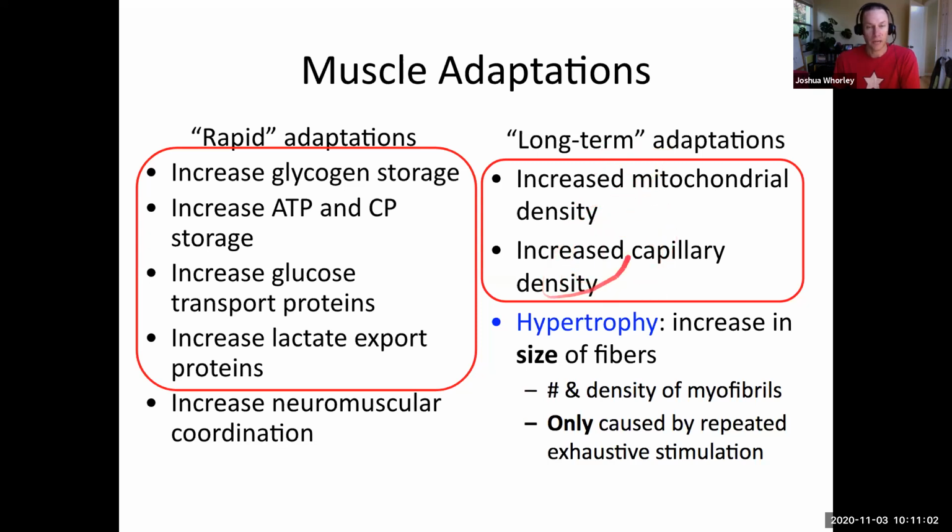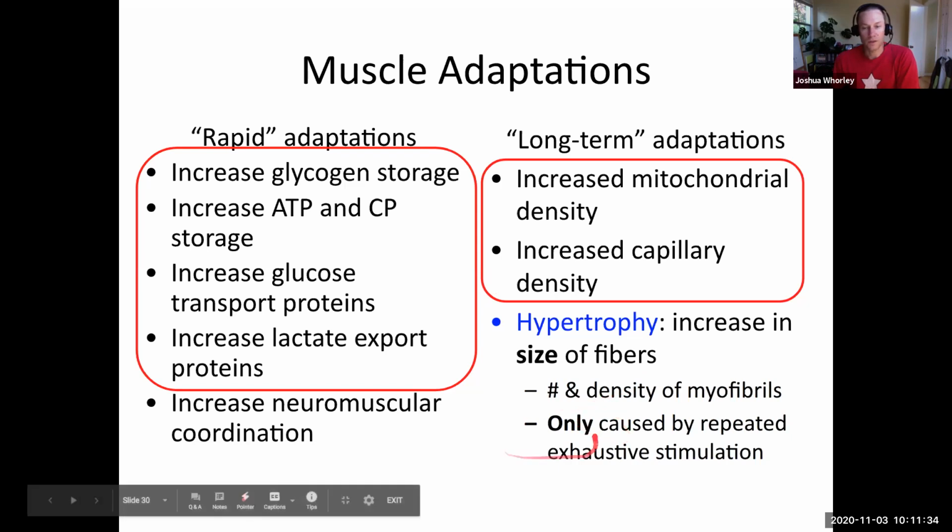You also increase your capillary density. So your cells secrete angiogenesis factor, which actually attracts capillaries to the muscle cell. So more capillaries invade the endo and epimysium and contact that muscle cell. And then there's hypertrophy, which I talked about before. This is an increase in the size of muscle fibers due to an increase in the number of myofibrils and the number of myosin filaments within those myofibrils.